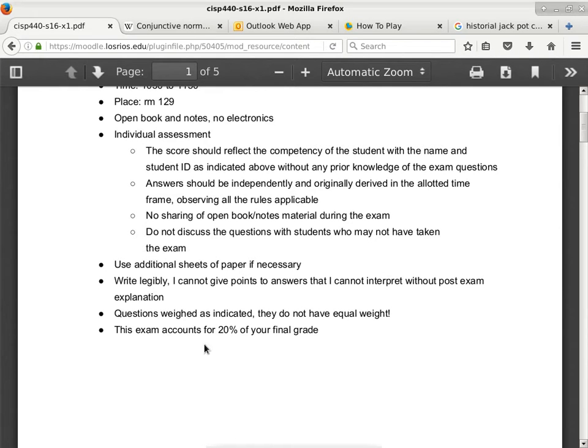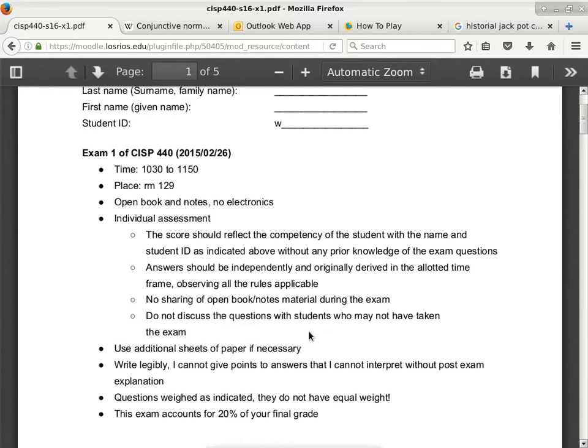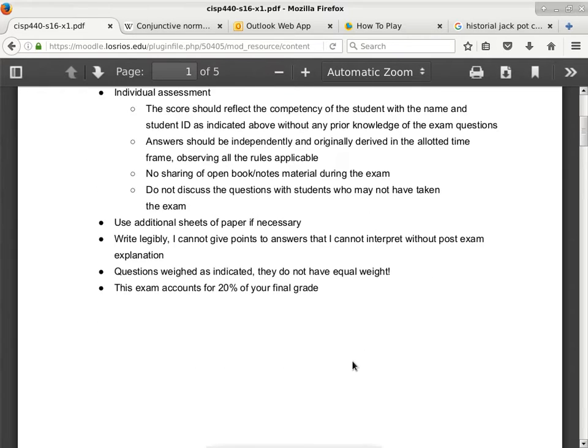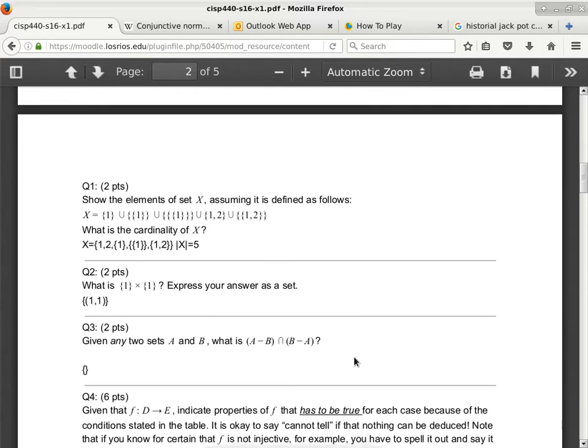This exam accounts for 20% of your final grade, so it's not a whole lot, but it's not really small either. Are there any questions about just the beginning part of the exam? This is from the previous semester. No questions, so we're going to move on to the questions.